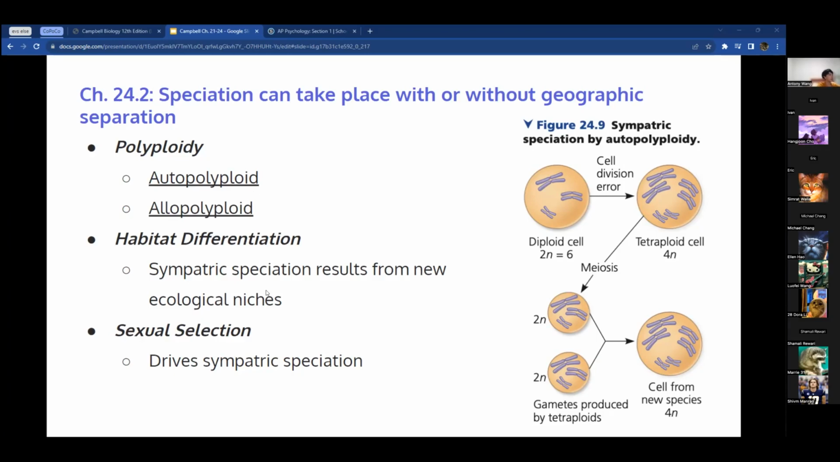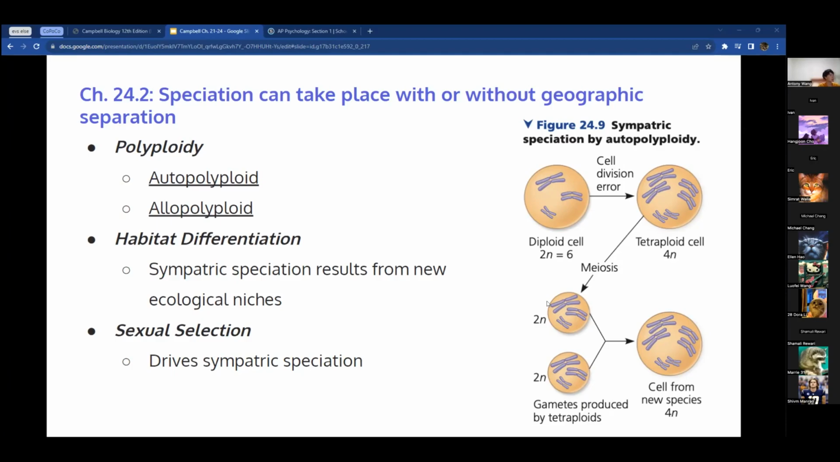Habitat differentiation, sympatric speciation results from new ecological niches. So, for example, if you have two species living in a rainforest, if one lives in the canopy, one lives on the forest floor, they occupy different niches. They have different roles in their environment, and those roles mean they don't interact. Sympatric speciation results from new ecological niches.